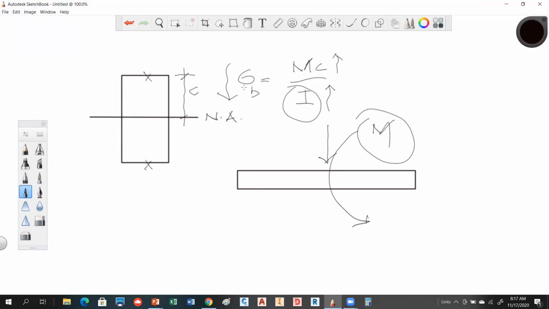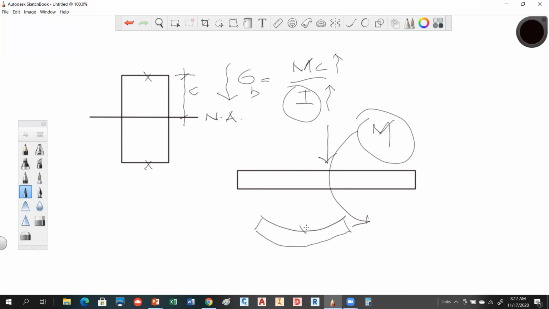But this equation is really straightforward. Just remember that C is the distance from the neutral axis out to wherever you're looking at your stress. But a designer usually wants the maximum stress, so they want to look at the edge fiber of the beams. Also, when we look at this, because this beam is being kind of rotated, it's kind of doing this.